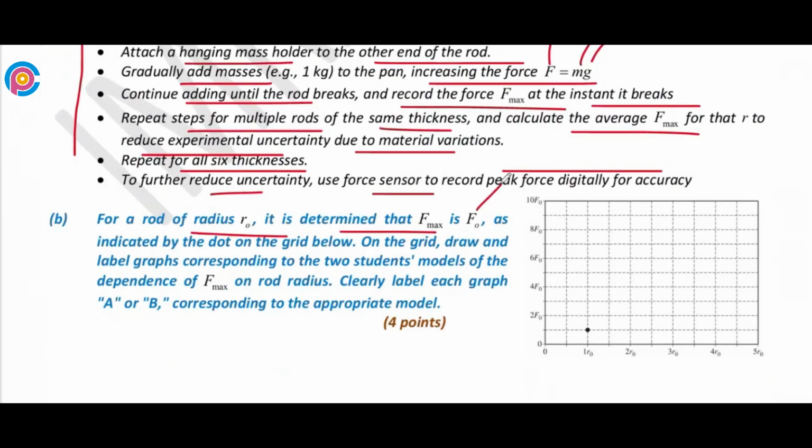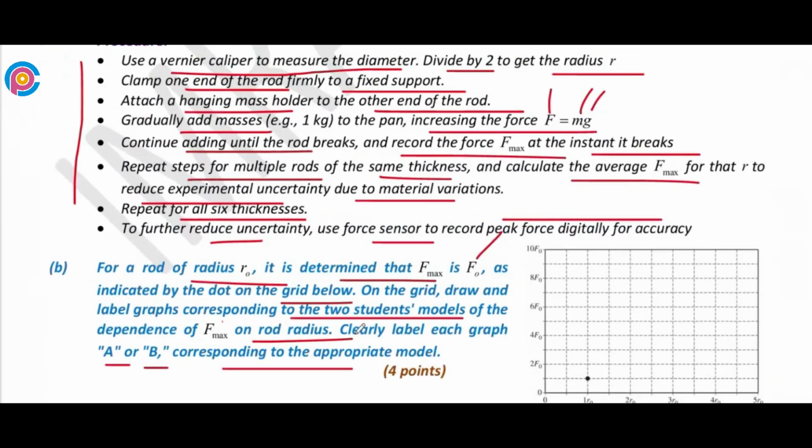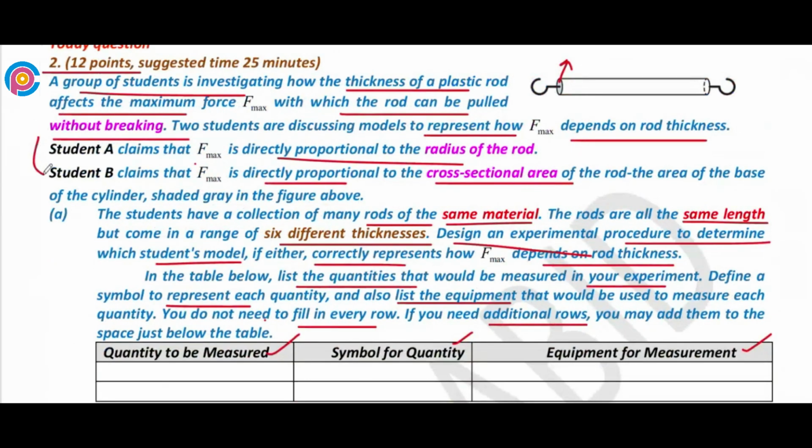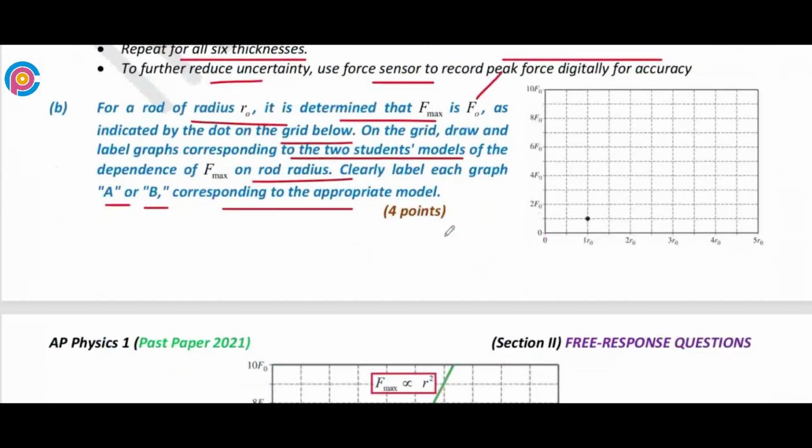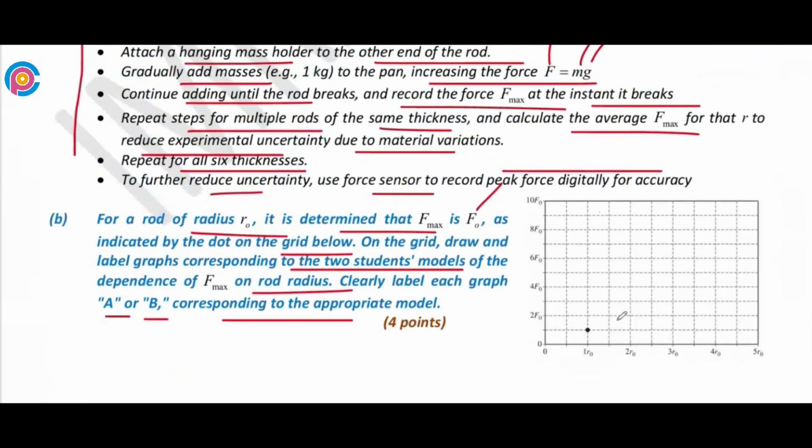Now the next part of the question: for a rod of radius R naught, it is determined that F maximum is F naught, as indicated by the dot on the grid below. Draw the two students' models for the dependence of F maximum on rod radius, clearly labeling each A and B corresponding to the appropriate model. One is saying it depends upon the radius, one is saying it depends upon the cross-sectional area. So we have to draw the graph on this given scale.